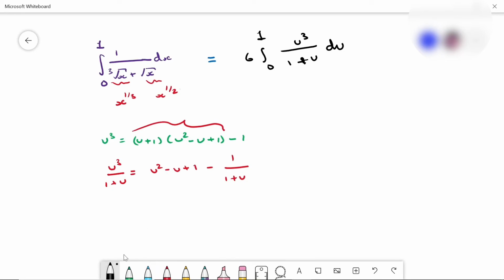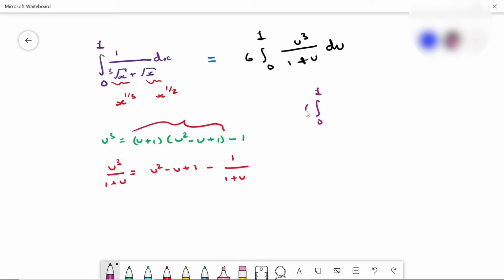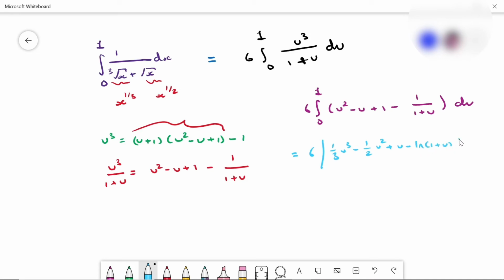So the integral was just reduced down to 6 lots of the integral from 0 to 1 of u squared minus u plus 1 minus 1 divided by 1 plus u, and then du. Alright, so this is a really nice looking integral. We can easily evaluate that because it's standard technique. So we have 6 lots of a third u cubed minus half u squared plus u minus the natural log of 1 plus u, evaluated from 0 to 1.